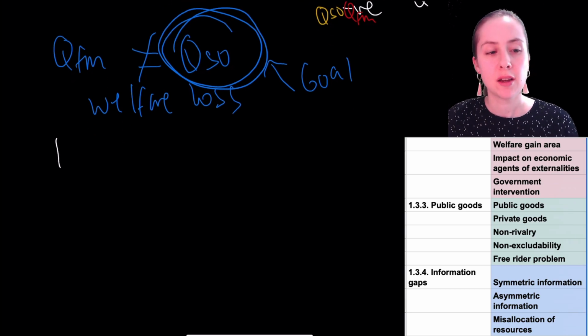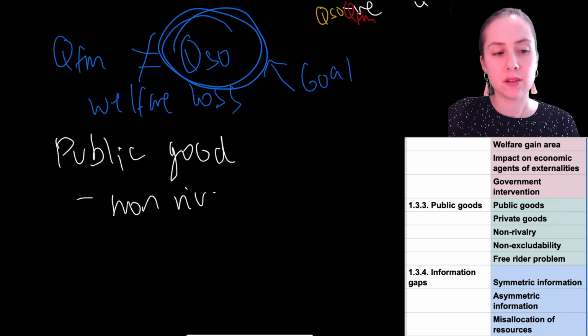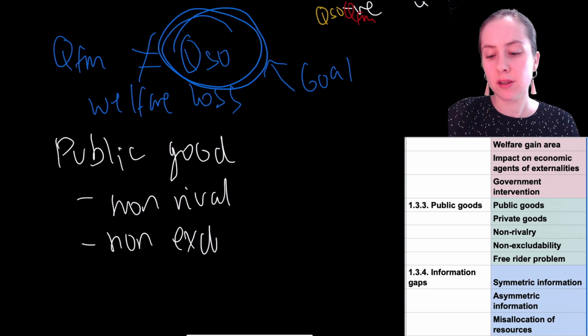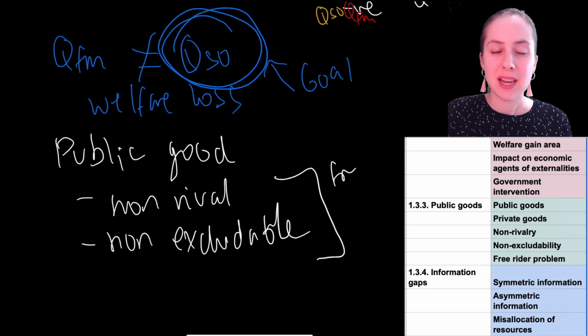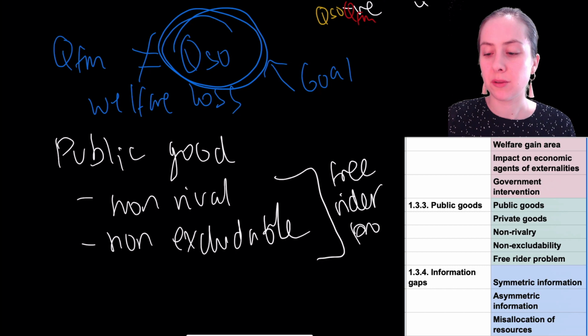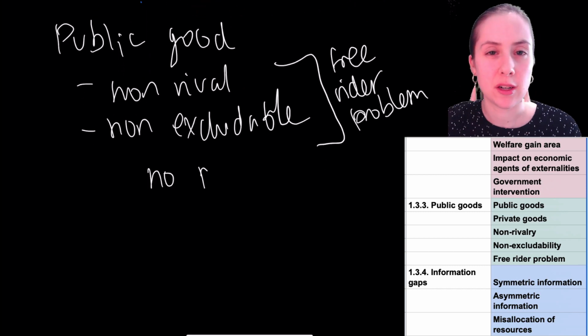Another thing that causes market failure is a public good. For a public good, you need to know two things: non-rival, non-excludable. You can get some great definitions on this online. Essentially, because of these two things, you're going to get something called an even cooler word, a free rider problem, which is going to mean that people are going to use the good and not pay for it.